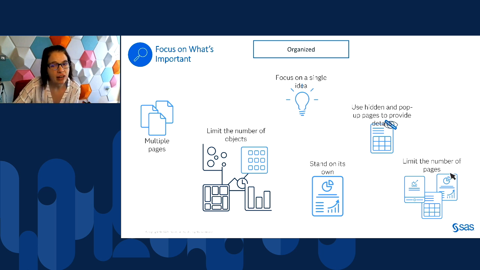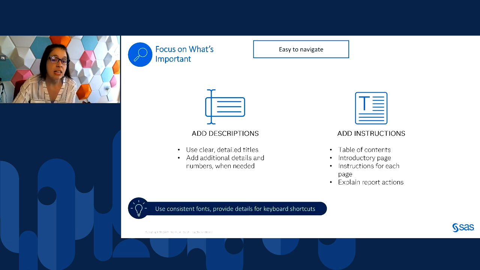This is a big one. Most people, the reports that I've seen, there are many, many, many pages. Again, you want to keep things simple, make it easy for your viewers to navigate the report. Speaking of navigation, some of the ways that we can make our reports easy to navigate are by adding descriptions. I always recommend that we use clear, detailed titles for our objects that describe exactly what's going on in that particular graph or object. And you can add additional details and numbers when needed.